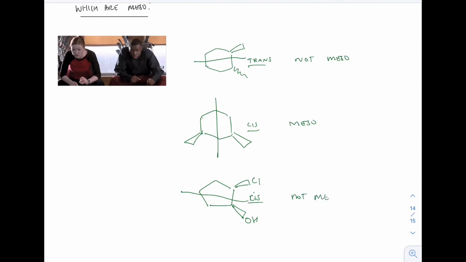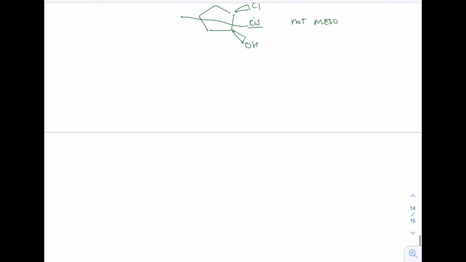So that one's meso. If you slice through this cyclopentane ring, the chlorine and the OH are clearly different substituents, so those are never going to be mirror images of one another, and it's not meso. So remember, all you really need to do is look for the symmetry. If you slice it and dice it and you can't get the mirror images, then it's not meso.